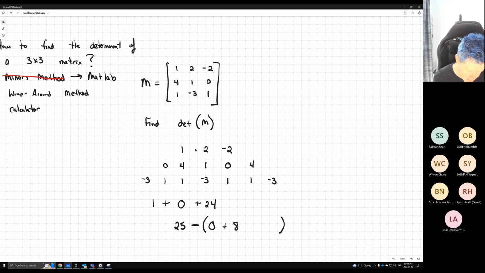Finally, -2 times 1 is -2. Make sure you put that -2 in there. So -2. Do this arithmetic, and that's your determinant. So that's 25 minus 6, which I believe is 19.